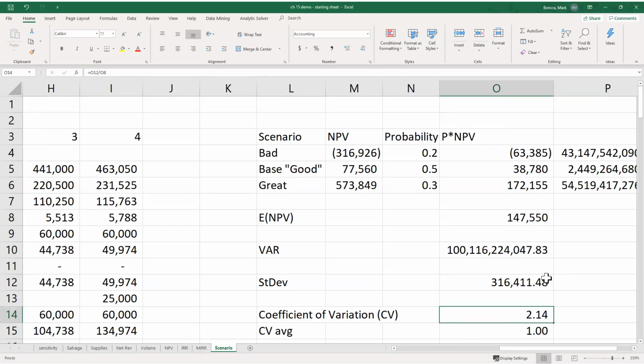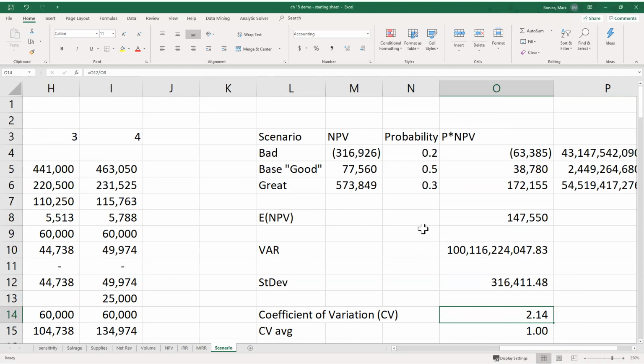But notice, even though the standard deviation went down, as did the expected NPV, the expected NPV went down more than the standard deviation went down, and so the coefficient of variation actually goes up even more.